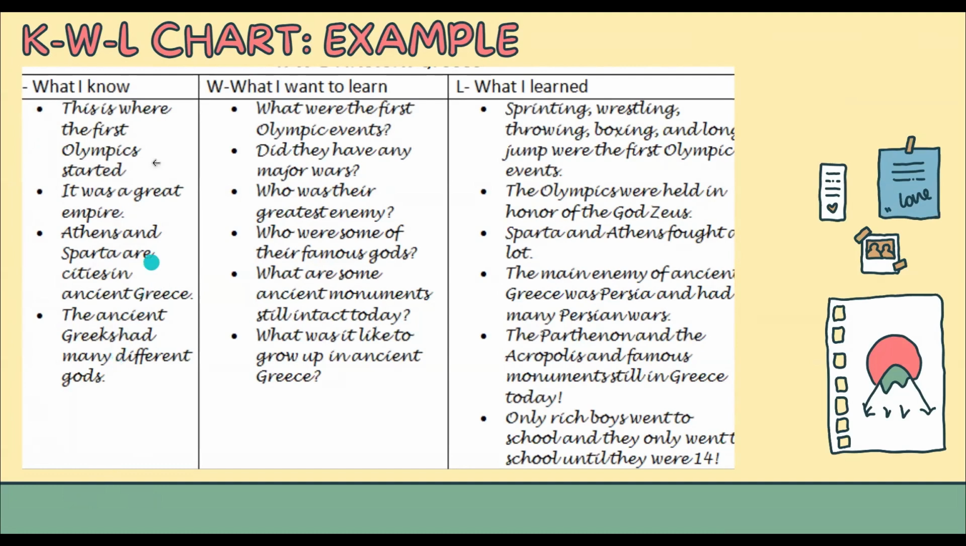Okay, sorry, I need to read too. This person says that it was a great empire, that Athens and Sparta were cities in ancient Greece, and the ancient Greeks had many different gods. So this is what this person knows about ancient Greece. And this is what they wanted to learn while they were reading, and maybe what they wanted to learn before they were reading.